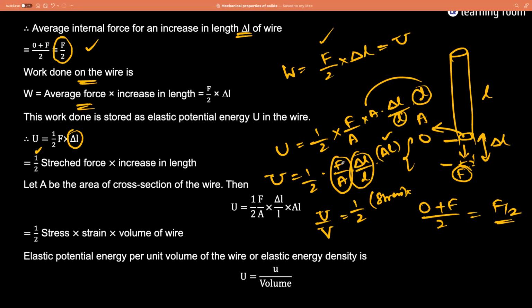Delta L by L is called as strain. So half multiplied with stress into strain is going to give you the energy density. So energy density is given as half into stress into strain. So make a note of this.